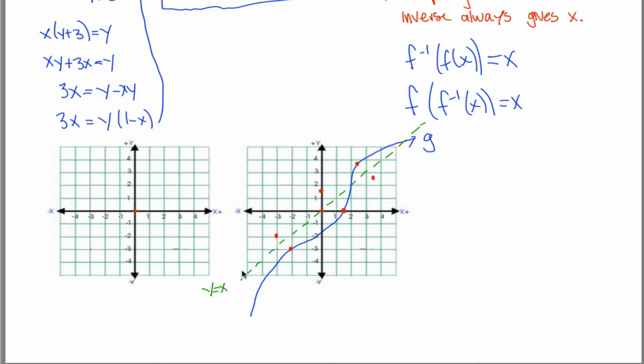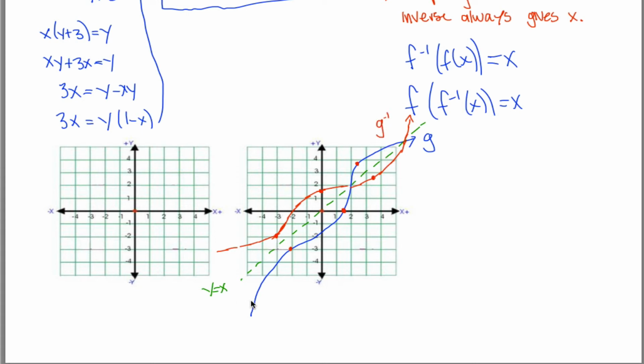I could draw a bunch more points, or I could just try my best to draw this kind of as a mirror image. So let's see, maybe it starts out something like this, maybe even steeper. Something like this, and it goes through this point, and then it kind of bubbles up here, it goes through here, and it crosses over there, it goes through here, and crosses over again, and looks something like that. Not perfect, but not bad.